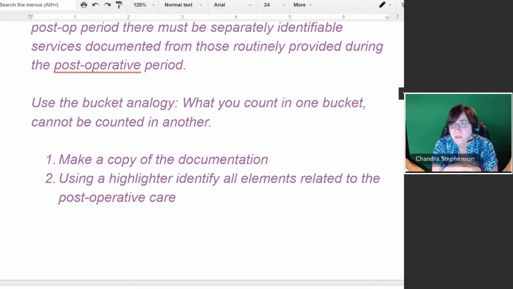Most of the time what I find is my docs that are doing this, they have tons of stuff that's related to the post-op care, and they might have a couple of things that are separately reportable, related specifically just to, in this case, the trigger finger. Oftentimes, they have a hard time getting above a 99212 or a 99213 for an established patient in the office with that modifier 24. But it all comes down to the documentation.